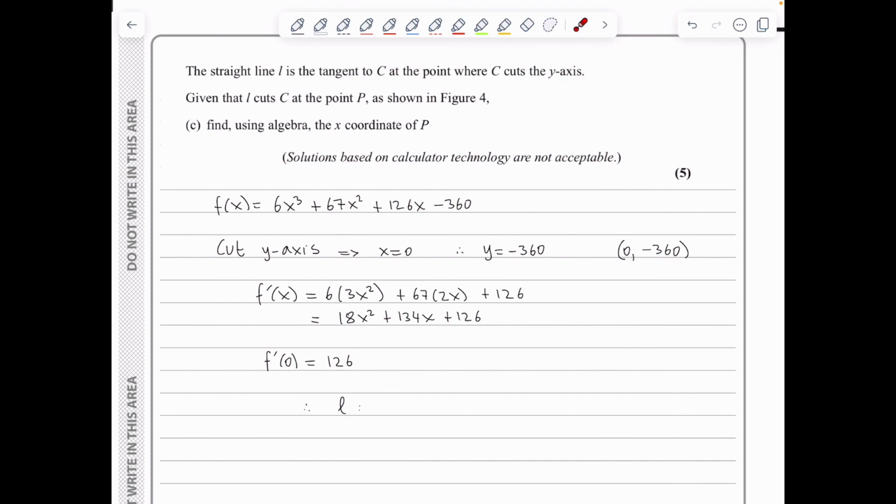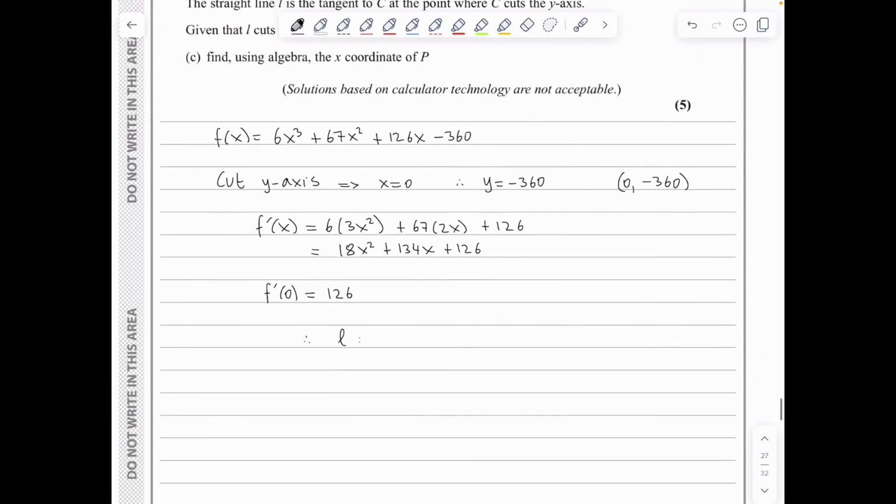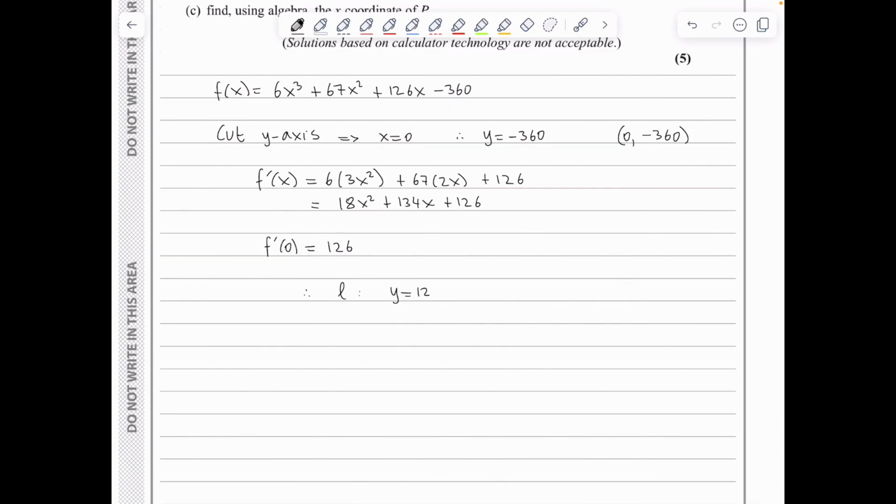If I quickly go back to my graph here, we have found through the gradient that m is 126 by doing differentiation and all of that, and we know that we cut the y-axis at minus 360. So the straight line L has equation y is 126x minus 360, and in order for us to find the point of intersection between the straight line and the curve, again I simply equate the curve with the straight line.